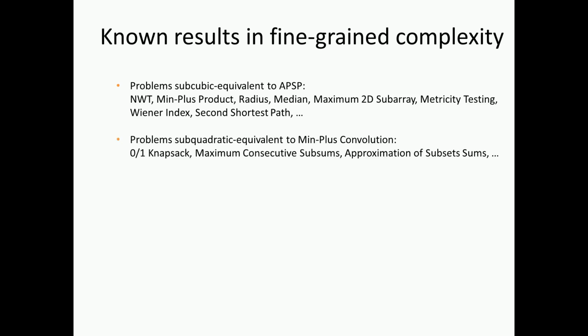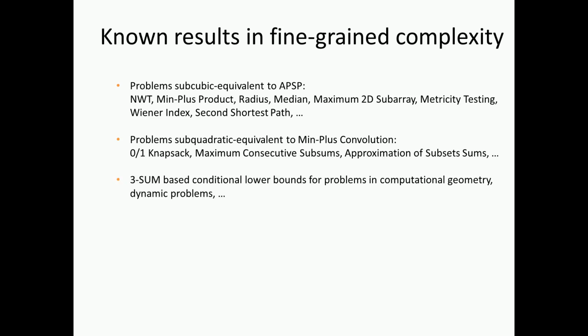Also, there are problems that are subquadratic equivalent to min-plus convolution. Subquadratic equivalent is the same as subcubic equivalent, but with exponent 2 instead of 3. A few of these problems are 0-1 Knapsack, maximum consecutive subsums, and approximation of subset sums. Also, under the 3-sum conjecture, there are conditional lower bounds for problems in computational geometry, dynamic problems, and more.